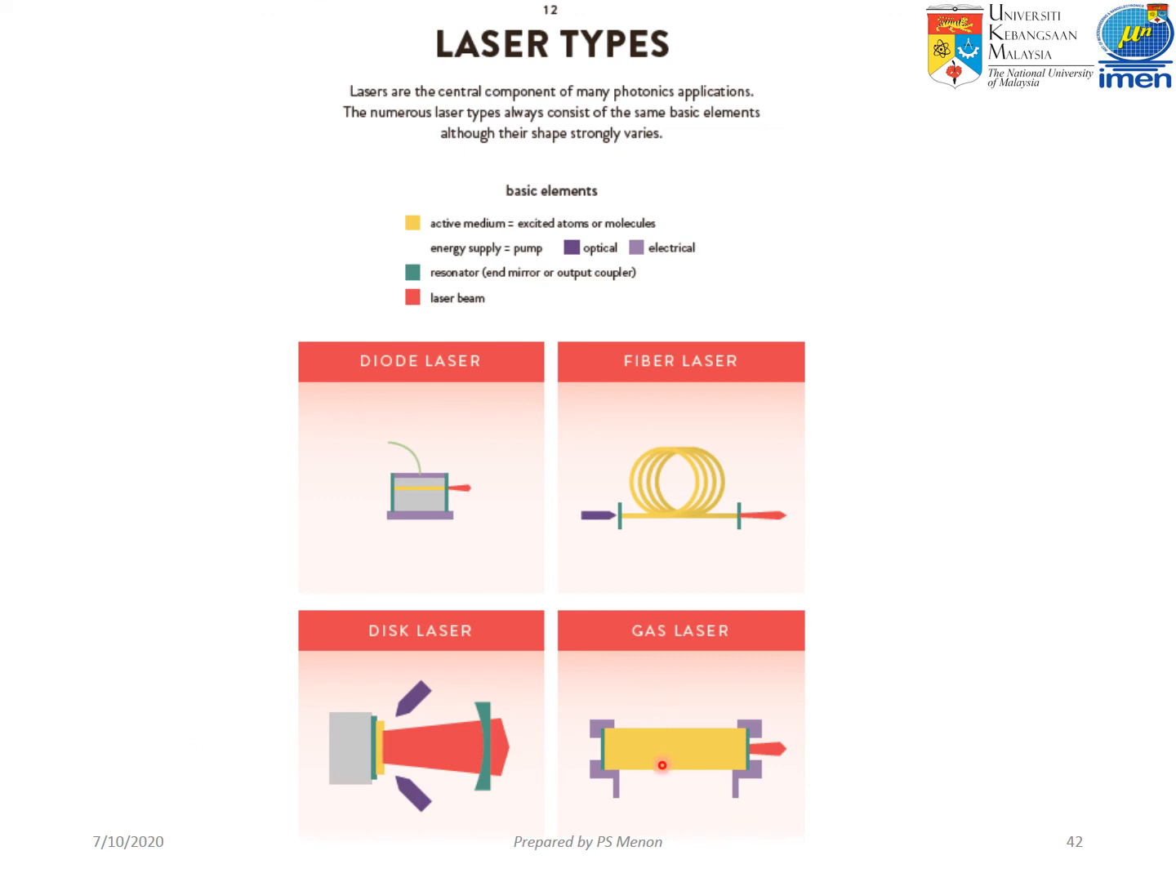In a gas laser, the active medium is in the form of a gas inside this tube over here, and the energy supply is electrical. You apply voltage, you switch on the switch, and the resonators you can see in green. Photons will resonate between these two mirrors, and light is emitted out as a laser beam. So, 4 different types of laser.